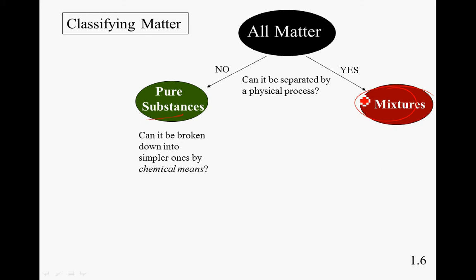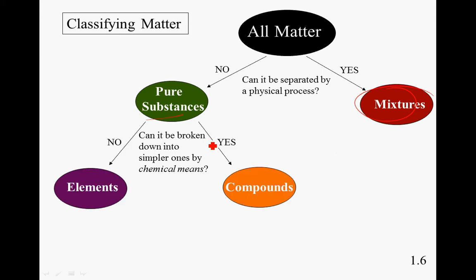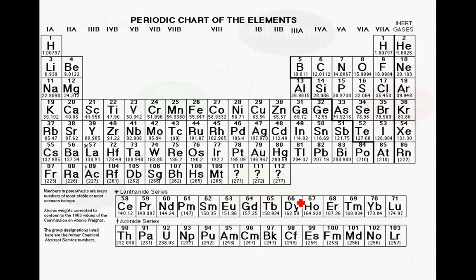If the answer is no, if we look at each of them individually, if it can be broken down into simpler things by chemical means, if you can do a chemical reaction, if it cannot be broken down any further, it's an element. If it can, it's a compound. Let's take a look at what this actually means for us.